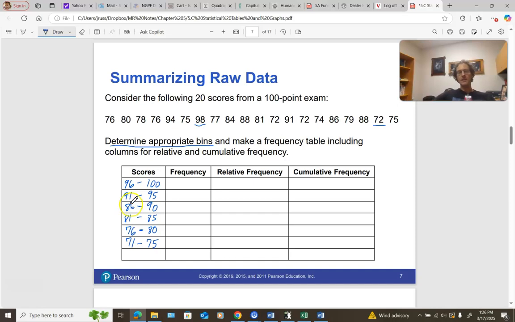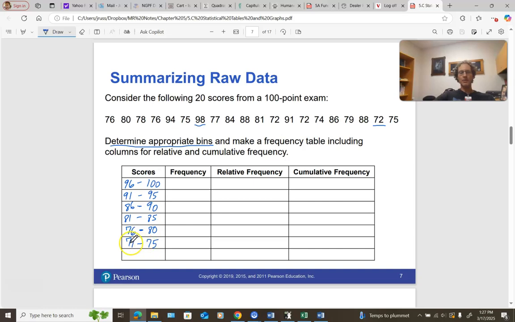The reason I did it this way is because I wanted to include 100. If down here I started at 70, then I'd go from 70 to 74, and at the very end I would end up going from 95 to 99, and I wouldn't actually include the 100. So some of it is kind of preference as well.